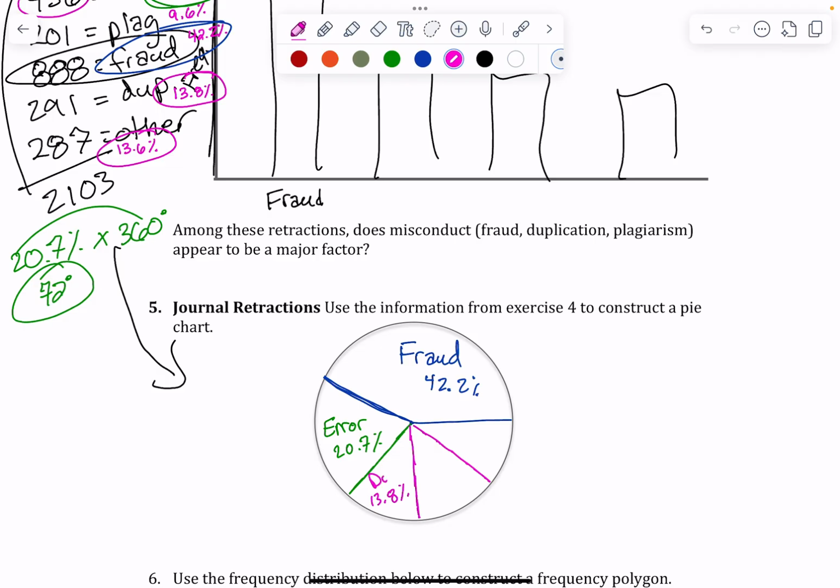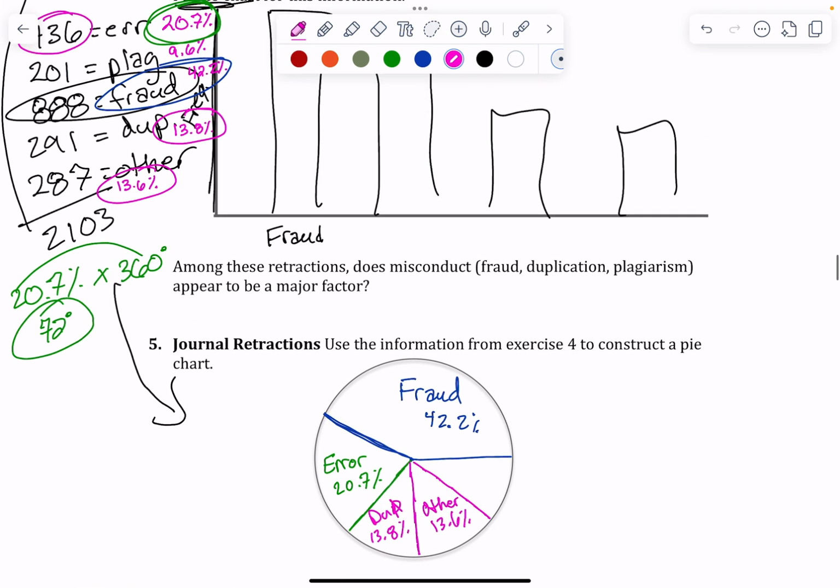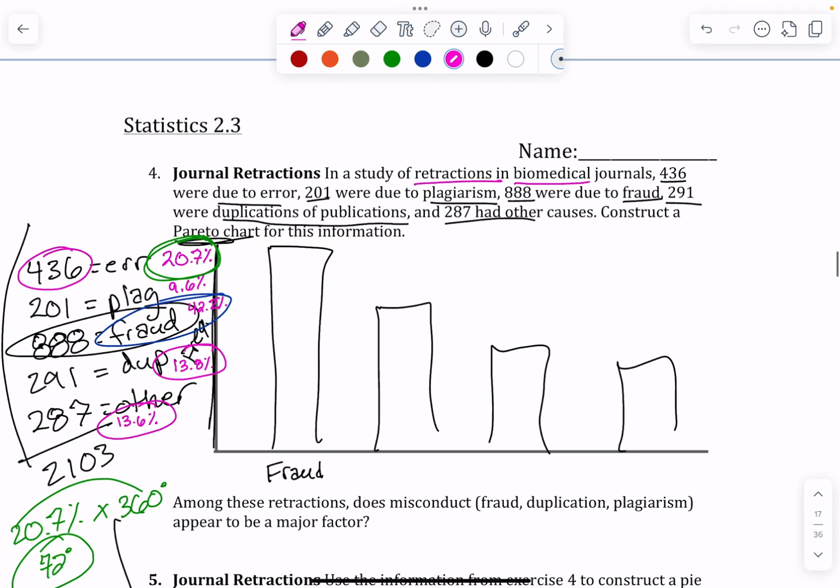That is duplication. 13.6 is other. This is my other category, and this is 13.6%. And then the last one is plagiarism. I don't know if I spelled that right, but that is 9.6%. Ooh, that slice of pie. Yeah, he looks all right. He's okay.